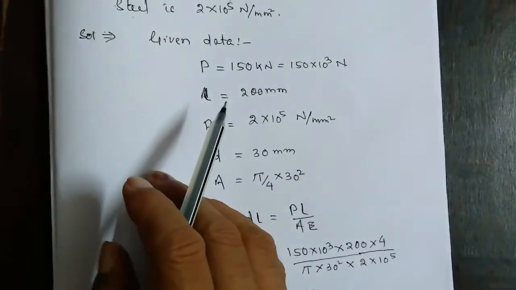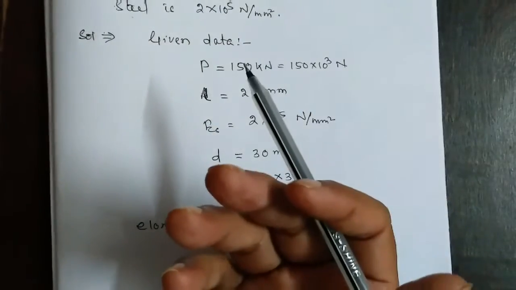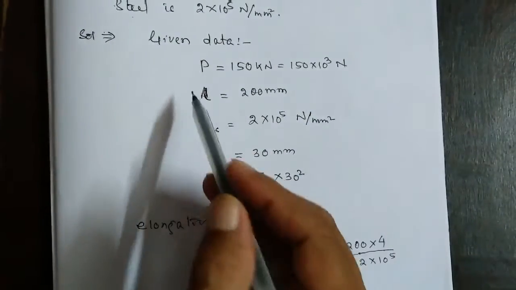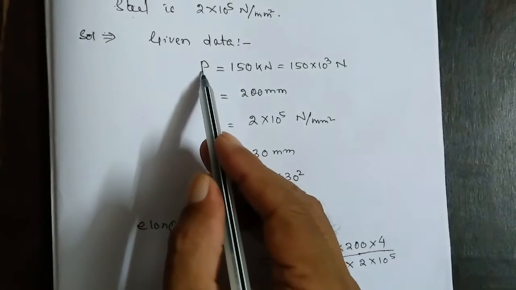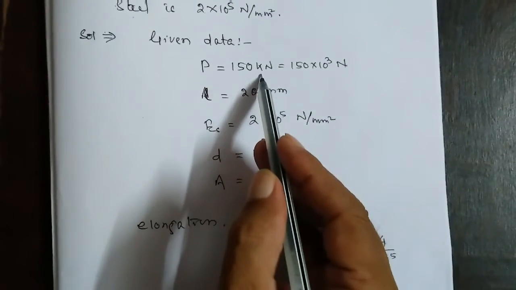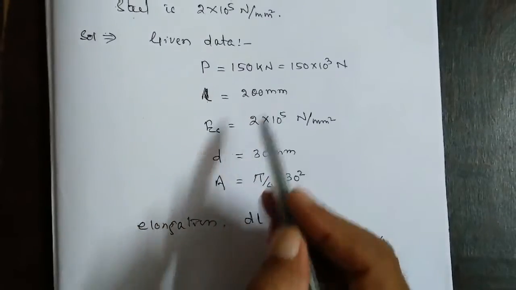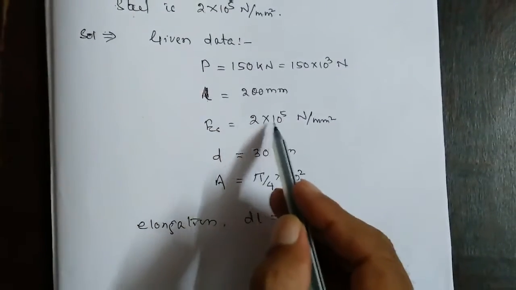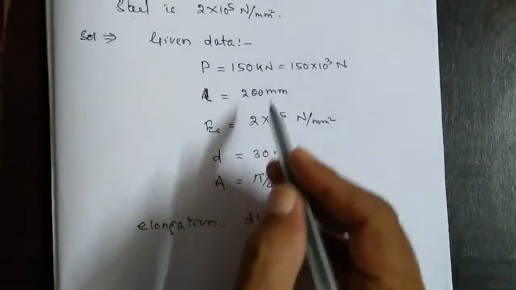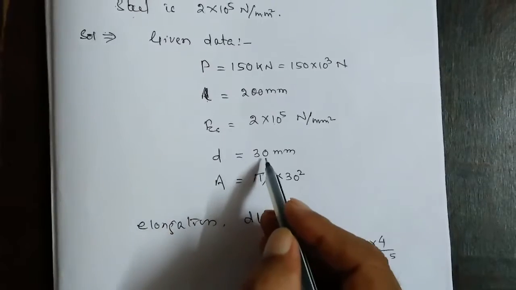Read the question thoroughly and extract the data. Make a data list. In the question, load is given, so you can write P is equal to 150 kilonewton. Length is given, L is equal to 200 mm. E is 2 into 10 power 5. Also diameter is given, 30 mm.